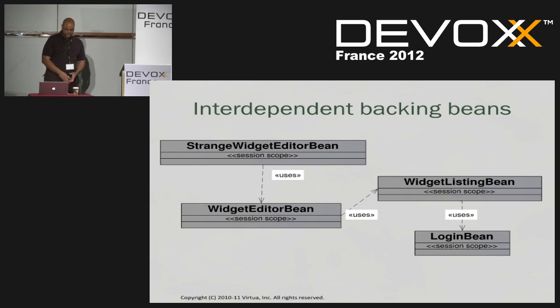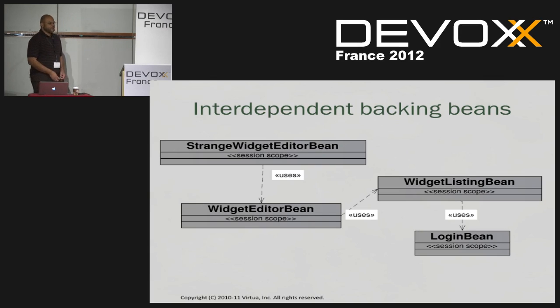Okay. So he's saying there probably shouldn't be uses between these two classes, right? Because maybe strange editor bean should subclass from widget editor bean, and that's more along the lines of what I'm thinking here. So this is what I call the interdependent backing beans anti-pattern.